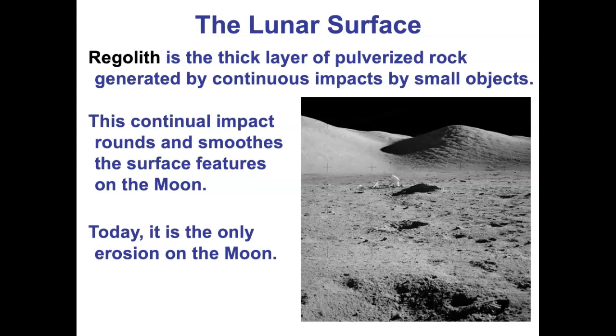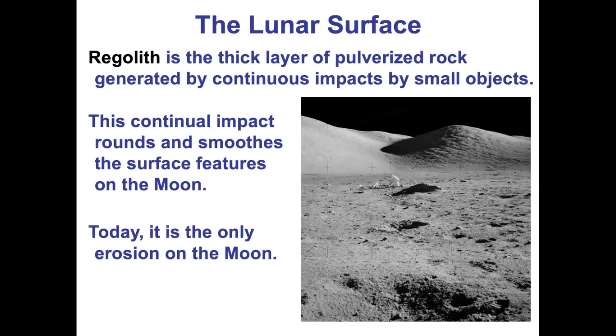But the moon doesn't have an atmosphere. And so when these tiny little rocks are falling toward the moon, they're basically little bullets. They are little rocks plowing toward the moon at thousands of miles an hour, and when they hit the surface, they just break up the rock.